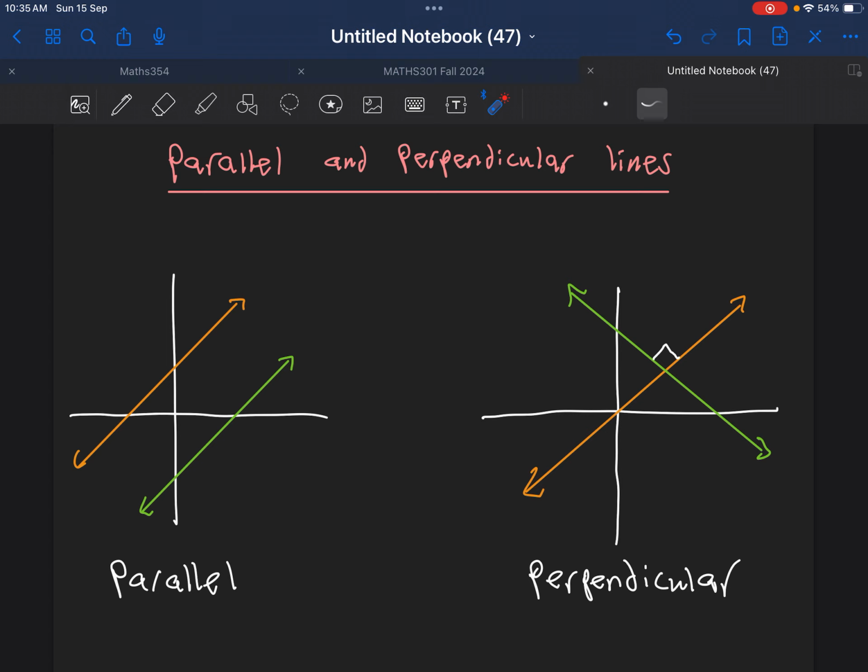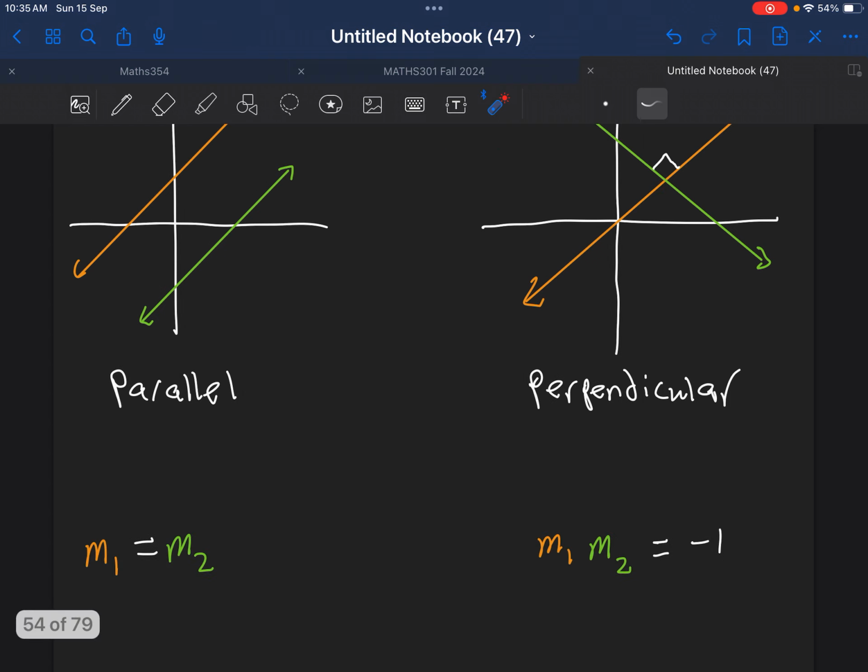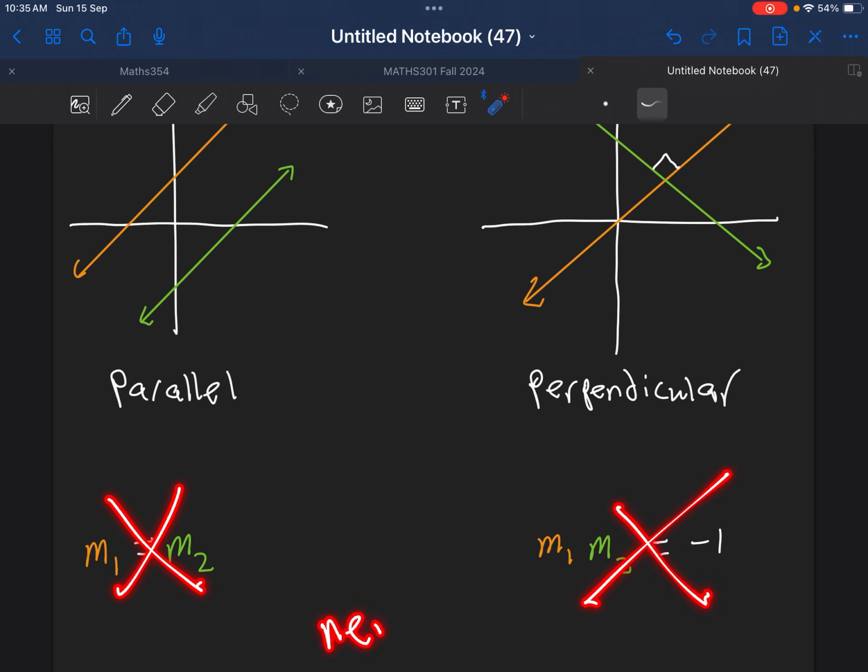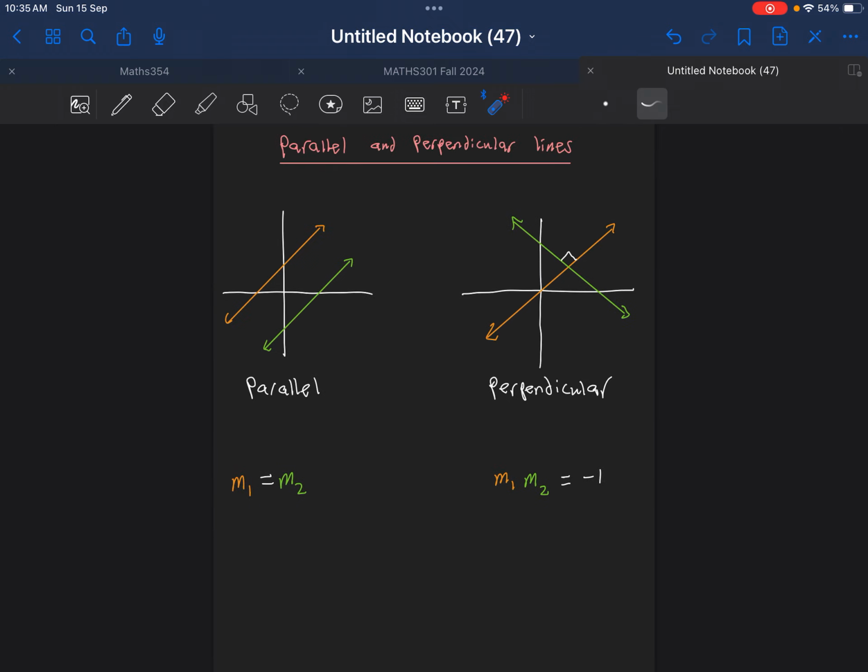Now, how do we know if they are parallel or perpendicular? In order to find out, you need to find the slope of the first one and the slope of the second one. If they are equal, it means they are parallel. If you multiply them with each other and you get -1, it means they are perpendicular. If it is not either case, they are not parallel nor perpendicular, so we call them neither.